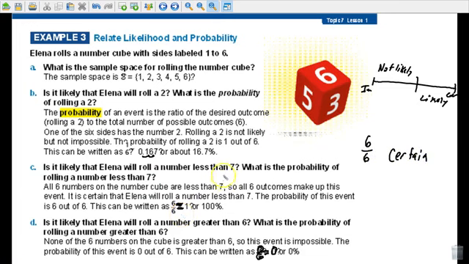Is it likely that Elena will roll a number greater than 6? What is the probability of rolling a number greater than 6? Considering that there are no numbers greater than 6, that would be 0 out of 6. Okay? And that is impossible. It cannot happen.